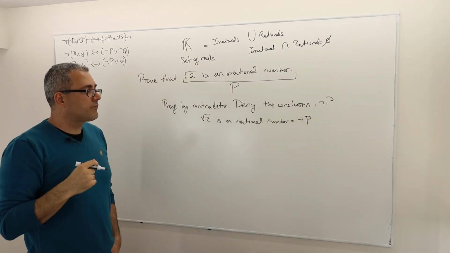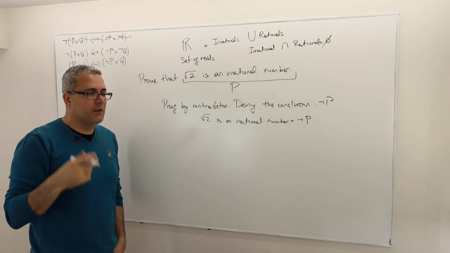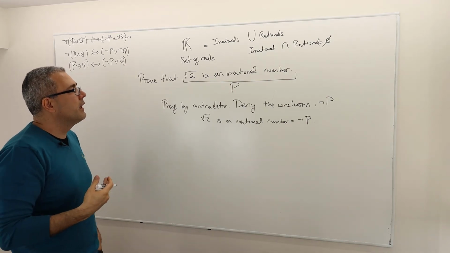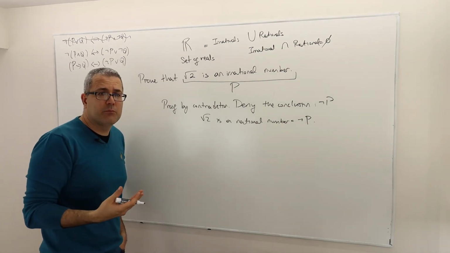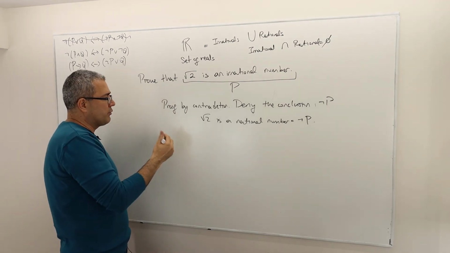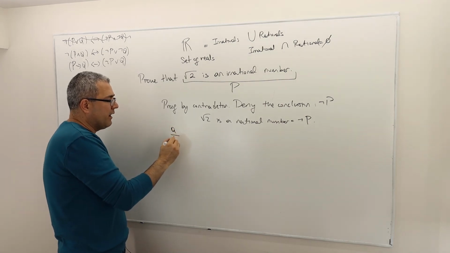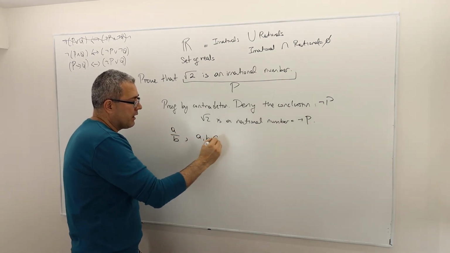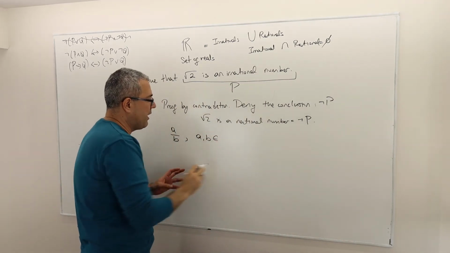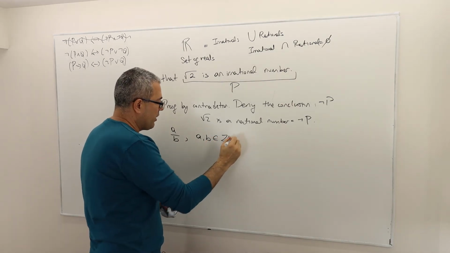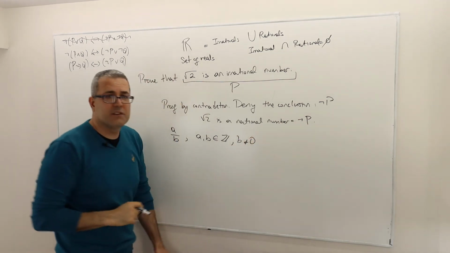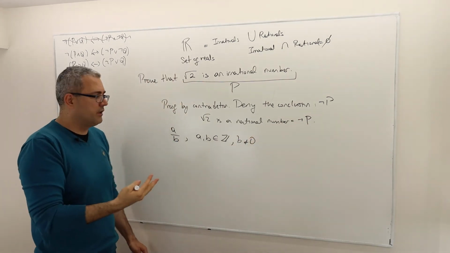Another premise that I should actually know to prove this sort of theorem is the definition of a rational number. So what is a rational number? A number is a rational number if it can be written as A divided by B, where A and B are integers, it doesn't have to be positive, and where B is non-zero. So this is the definition of a rational number, right?